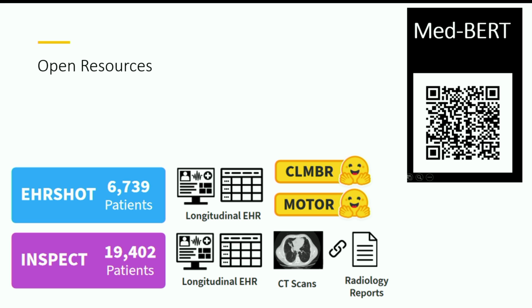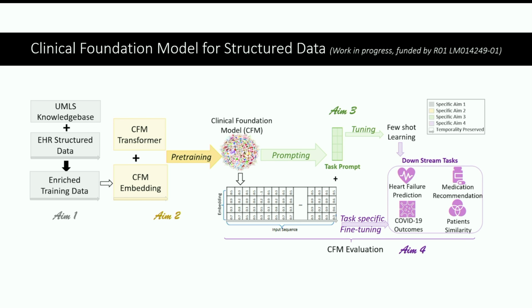As I mentioned, those are by Stanford. Climber and Motor are their models, but these are models trained on a few hundred thousand patients. And EHR Shot and Inspect are open source data sets they use to evaluate their models on. So these are actually good resources if you want to play and start working with clinical foundation models for real-world data. So this is actually what I'm currently working on.